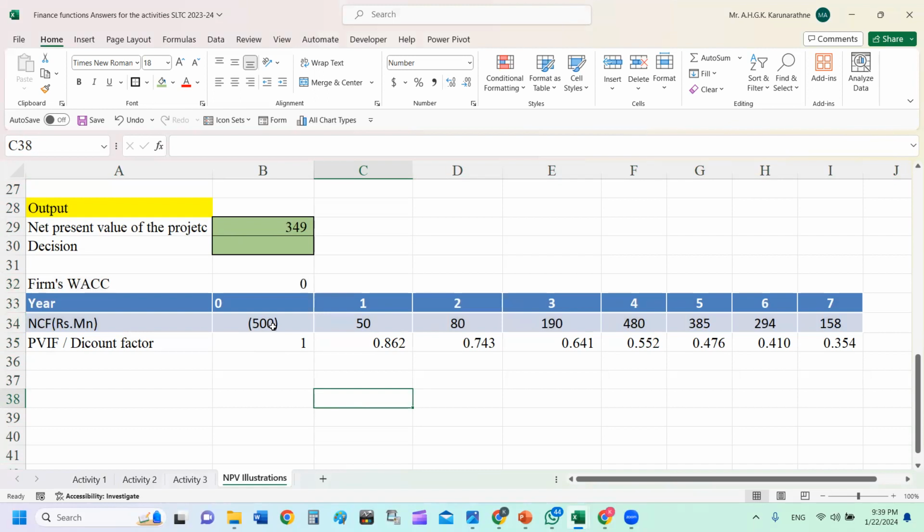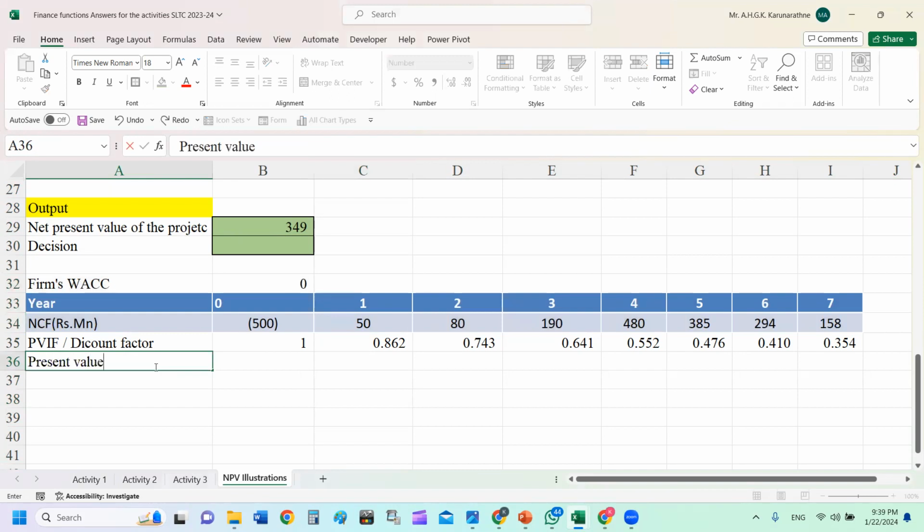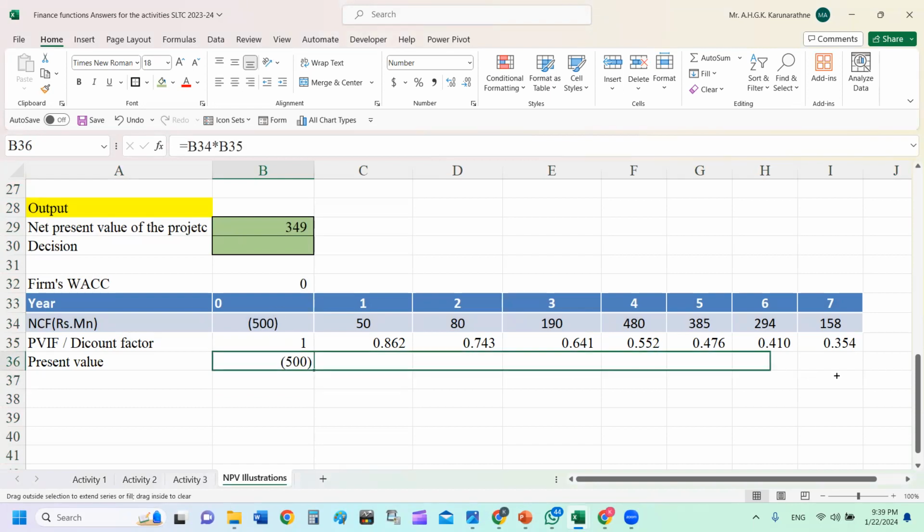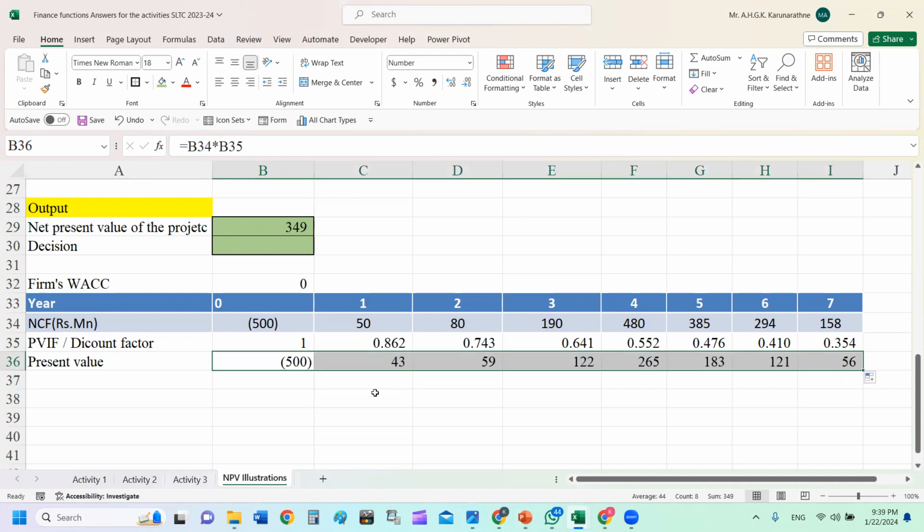Cash flow times the present value interest factor gives you the present value. The 5 million is in today's form, so its present value is as it is. Then drag it across. These are the present values of the future cash flows.